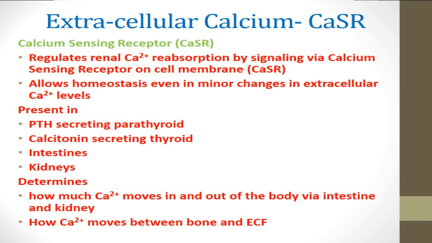In means inside the cell, out means out of the body, via the intestine, because some amount of calcium in your diet is not absorbed in the intestine and is excreted. Similarly in the kidney cells, some quantity of calcium is excreted through the urine. So the excretion of calcium takes place by two routes: one is via the intestine, the other is via the kidney cells.